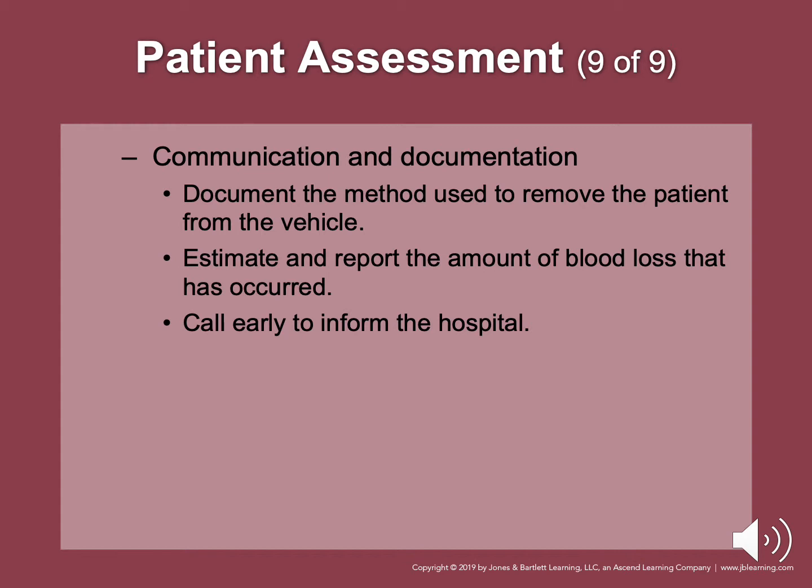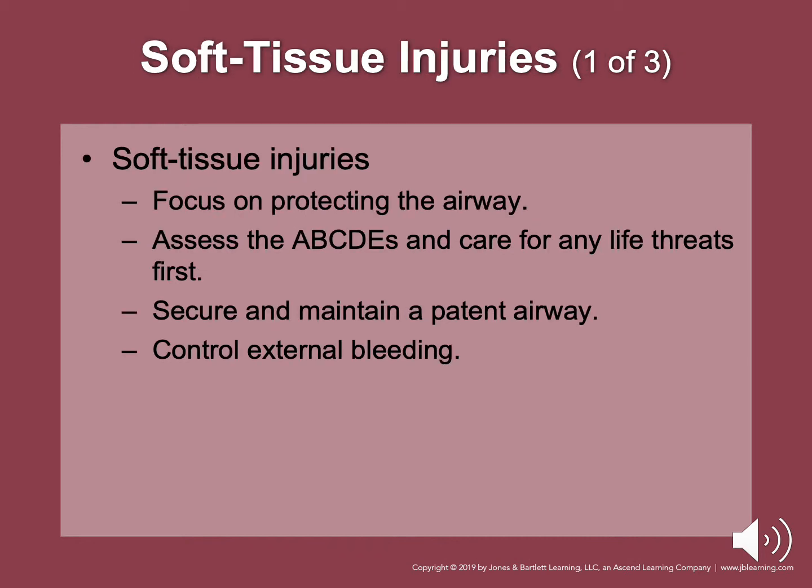So, for soft tissue injuries, you want to focus on protecting the airway. Do your ABCDE, BSI, open and clear the airway in the absence of life-threatening bleeding. Secure and maintain a patent airway and take appropriate precautions for suspected cervical spine injury. Cover exposed parts with a moist, sterile dressing. Treat facial lacerations and avulsions as any other soft tissue injury, and check for bleeding inside the mouth.